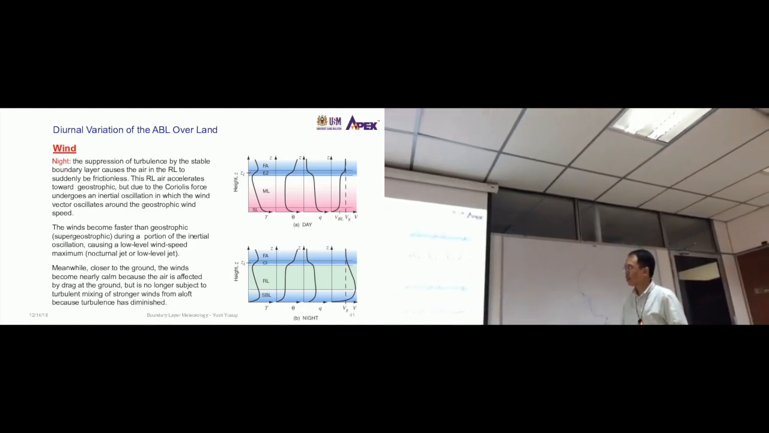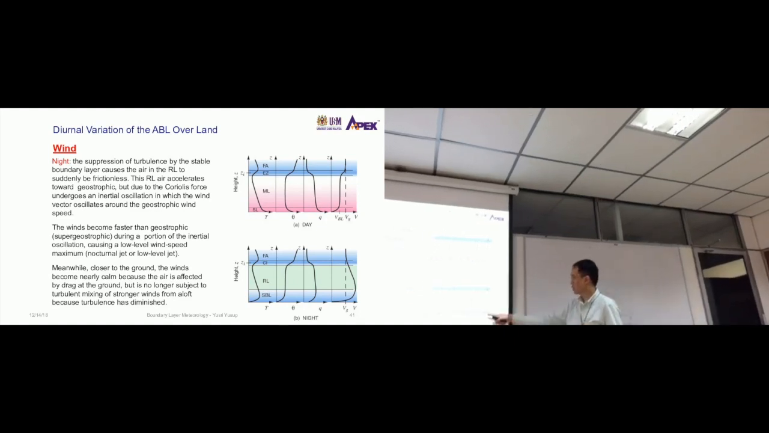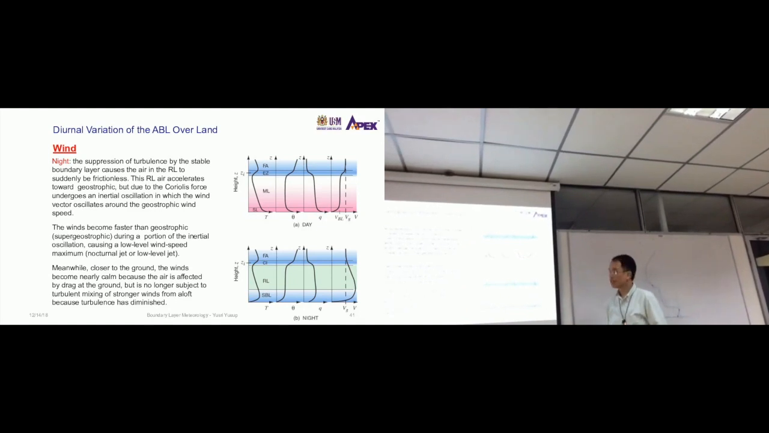Meanwhile, closer to the ground, the winds become nearly calm. Here, notice, nearly calm, 0. Because the air is affected by drag at the ground, but is no longer subject to turbulent mixing of stronger winds from aloft, because turbulence has diminished. So that's the reason why at night winds are usually very low, because there's no more effect of turbulence from above.